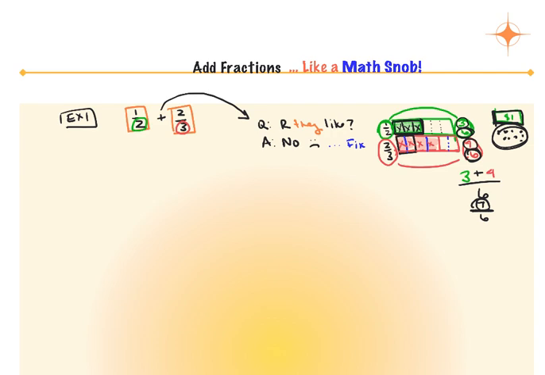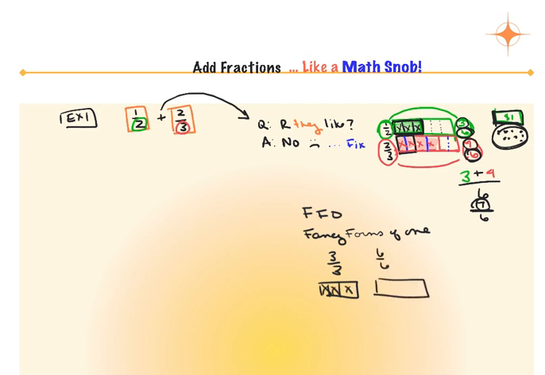Enter the term FFO, fancy forms of 1. What's a fancy form of 1? 3/3. I have a whole. I have all 3 pieces. 6/6. I have a whole. And I have all 6 pieces.